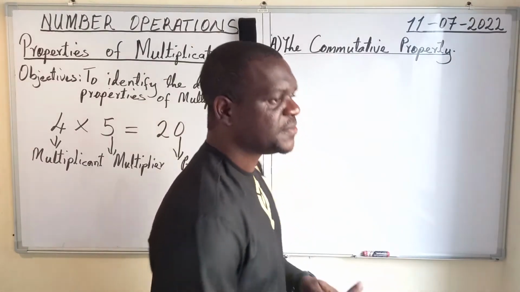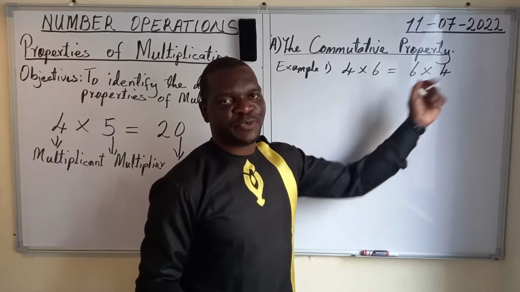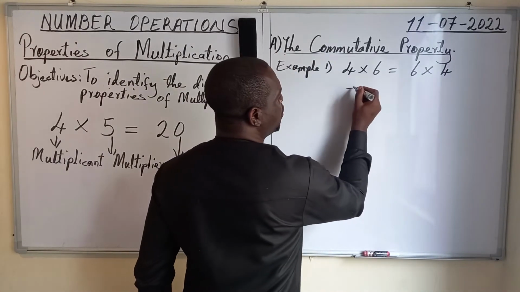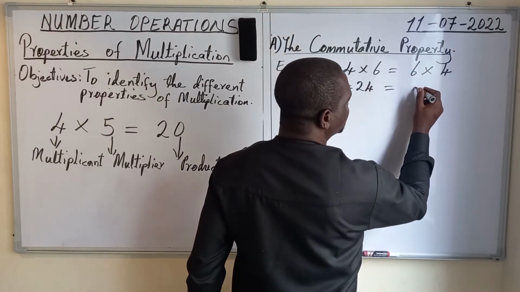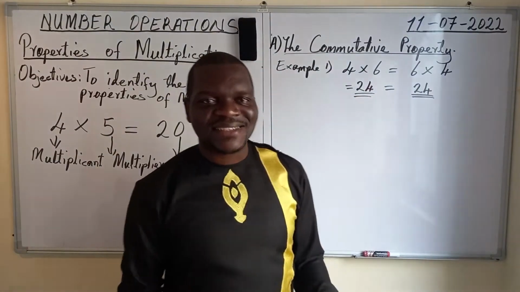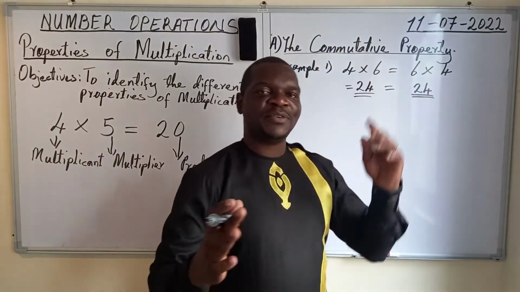For instance, 4 times 6 will be the same as 6 times 4. Let's solve to the left first of all. 4 times 6 is equal to 24, and 6 times 4 is equal to 24. The answers on both sides are the same, and that is what we mean by the commutative property of multiplication.